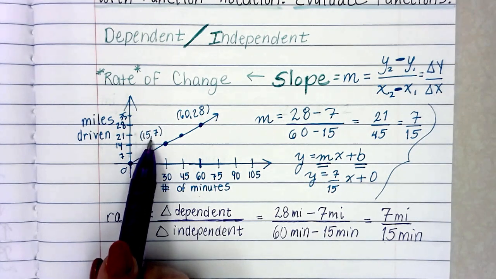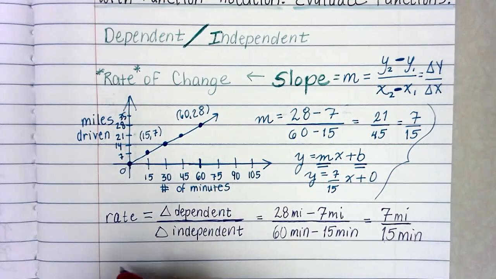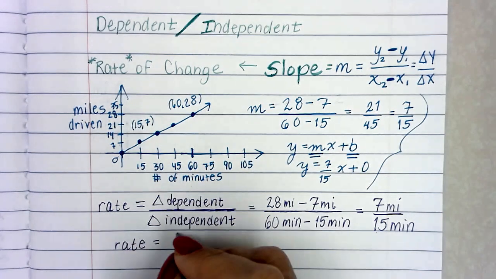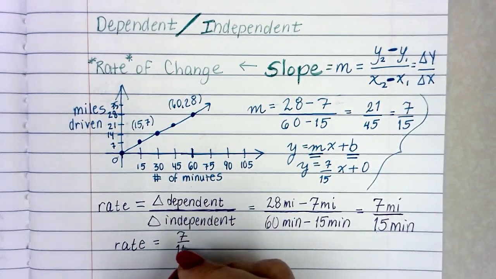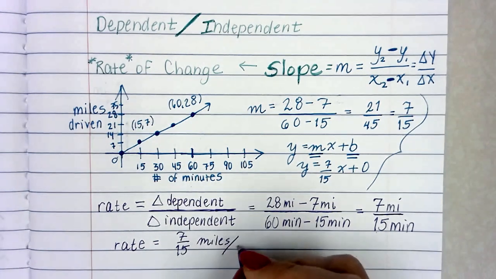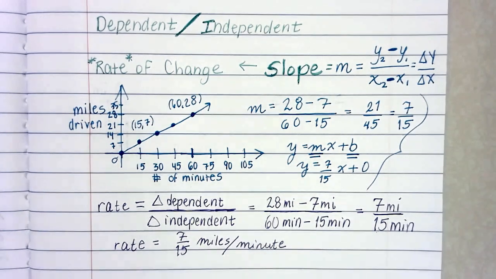Up 7 miles for every 15 minutes I've been driving. Now, what if I kind of pull that 7/15 out? What else can I say about the rate here? So if I pull that 7/15, I can look at it as 7 over 15. Miles over minute, well, you could even think of that as miles per minute. Your rate is another way of saying your speed, okay?